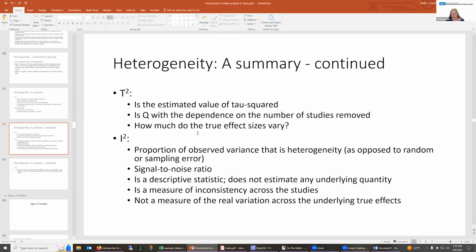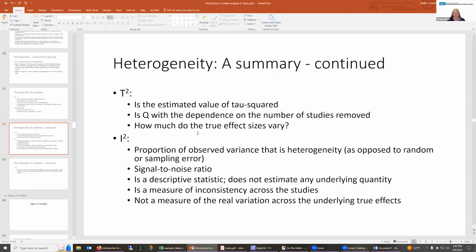Now we have I squared. Be super careful with I squared because lots of people misinterpret this. So be so careful here. I squared is the proportion of observed variance that is heterogeneity as opposed to random or sampling error. It's a proportion. You can think of it as a signal to noise ratio, all right? It is a descriptive statistic, and that's important to realize because it means that it does not actually estimate any underlying quantity, all right? It's just a signal to noise ratio.